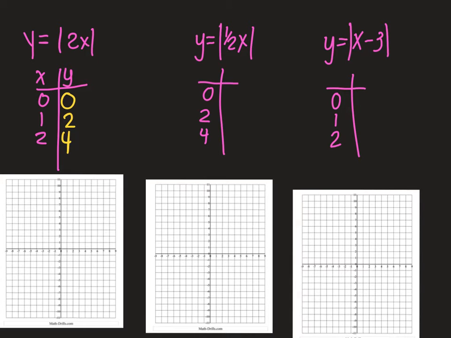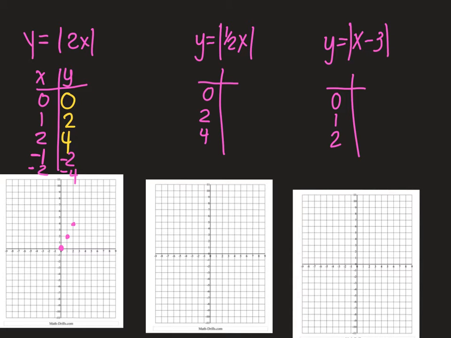Let's graph them and see if it's helpful. Can I see the V yet? 0, 0, 1, 2, 2, 4. Not seeing the V. I'm feeling like I need to go over into the negative side to start seeing it. So let's pick negative 1. 2 times negative 1. Let's pick negative 2. That would be negative 4.